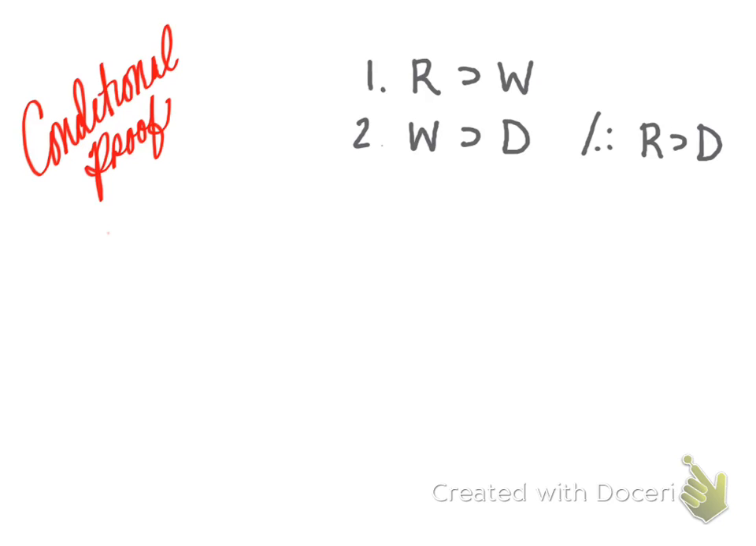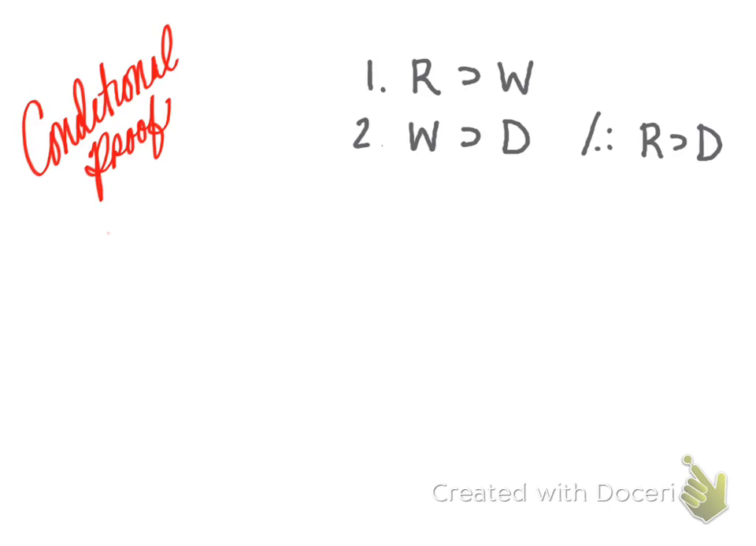This is like arguing, if it's raining, then the streets are wet. And if the streets are wet, then the streets are dangerous. Therefore, if it's raining, the streets are dangerous. So what we're asked to prove is that this conditional follows from these other 2 conditionals.